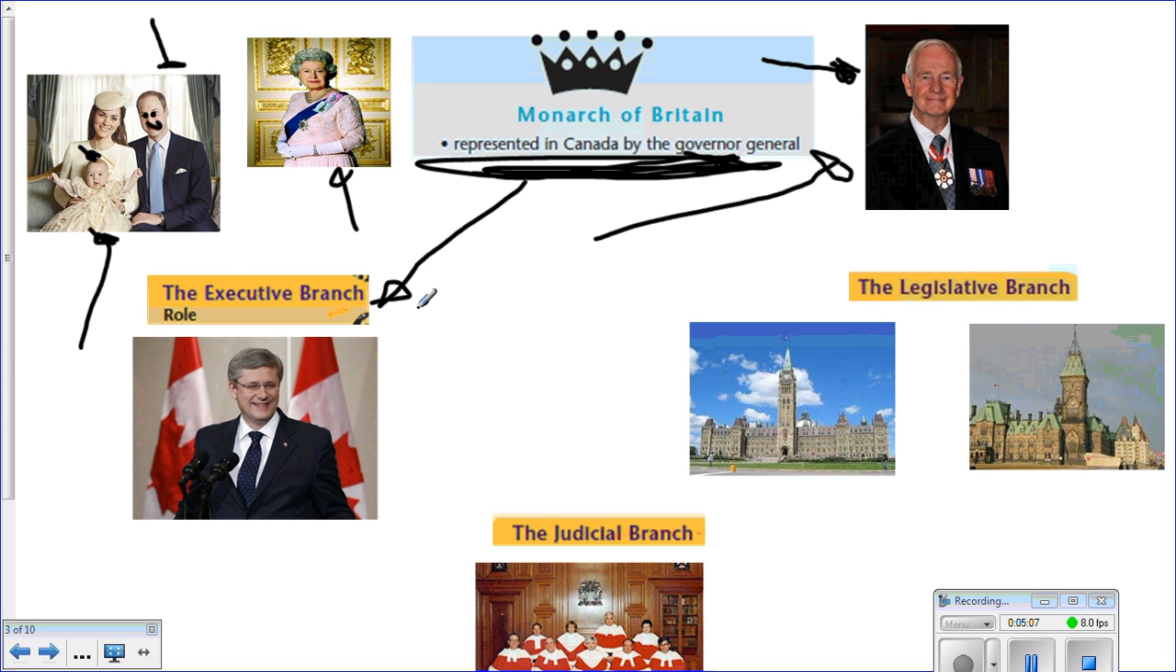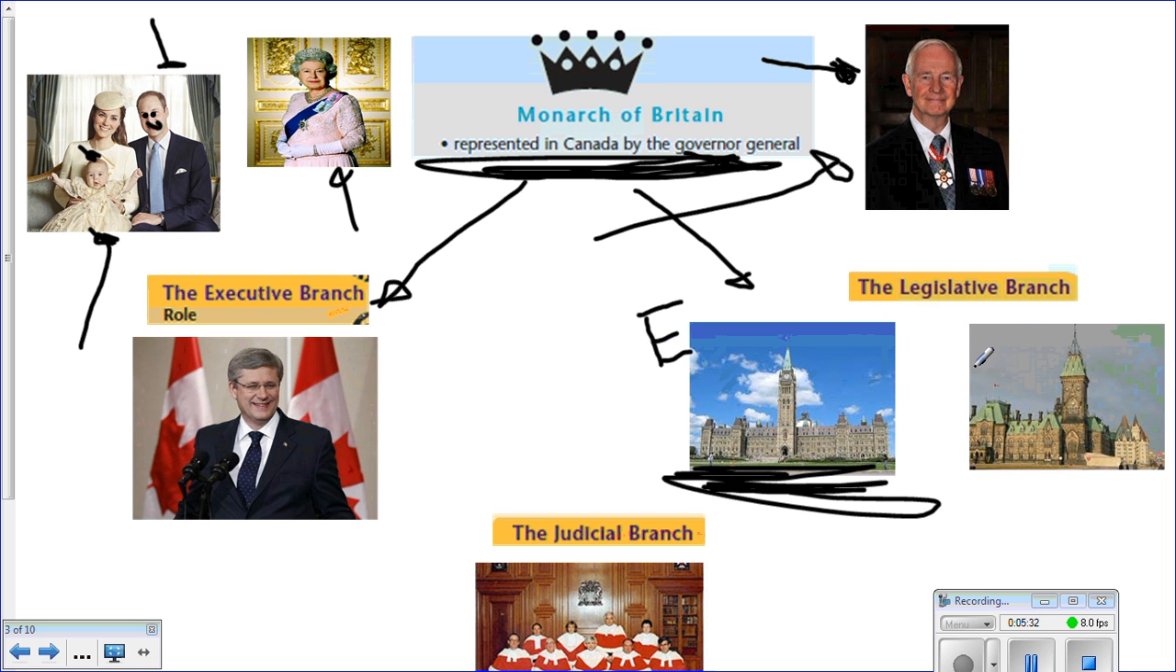Now, for the most part, the executive branch introduces most laws and bills into the House of Parliament, or House of Commons and the Senate. The House of Commons and the Senate make up the legislative branch. The House of Commons is where the members of Parliament sit. Now, the members of Parliament are elected. This is very important. Members of Parliament are elected.